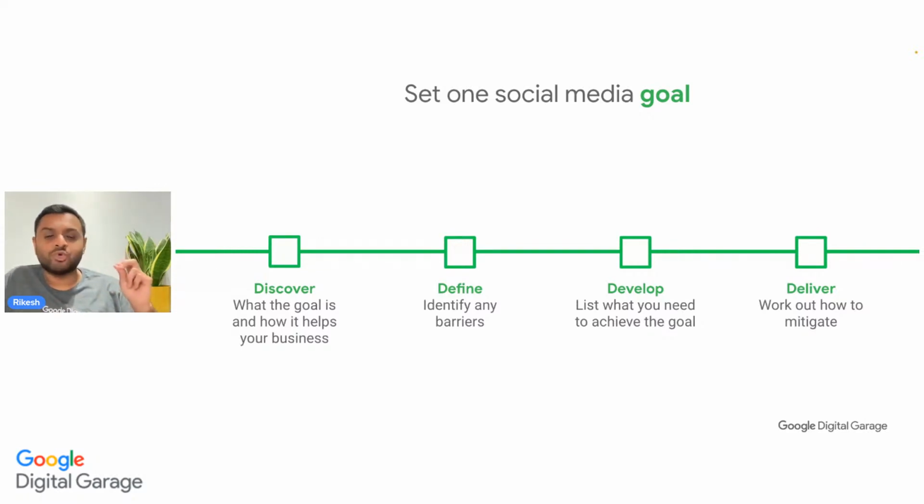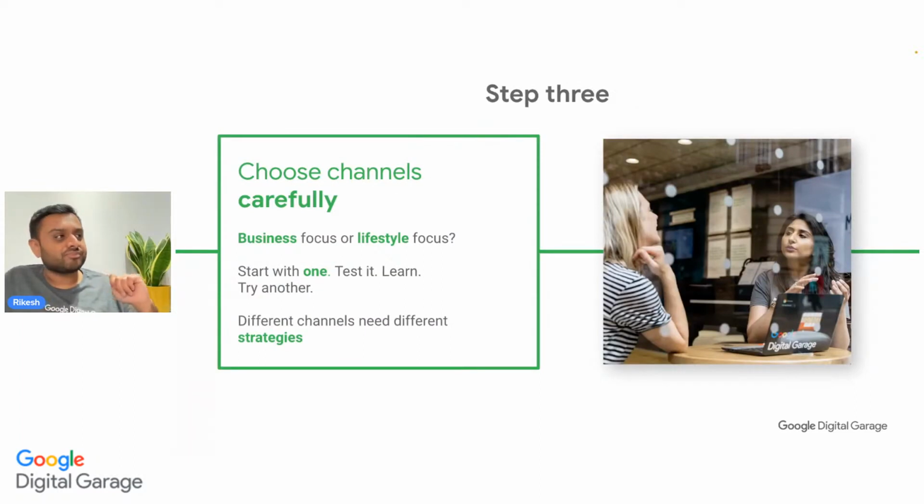We want to have that focal point of a social media goal in mind there. Now, step 3 is to choose which social media platform we want to have a presence on. So when it comes to answering this question, which social media channels do I need to have a presence on, we want to first of all assess, is our business more corporate focus, is it more lifestyle focus? That will typically dictate which social media platforms we have a presence on.